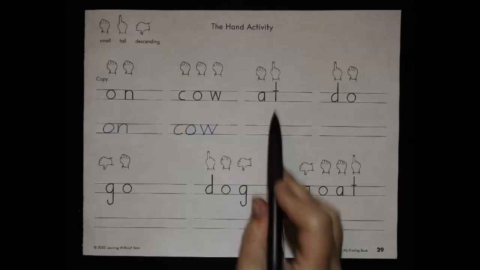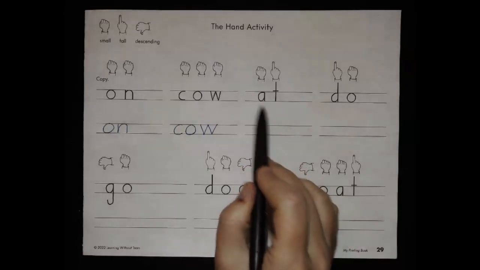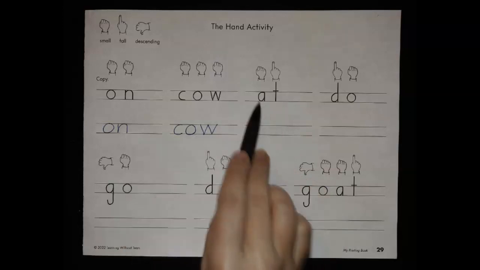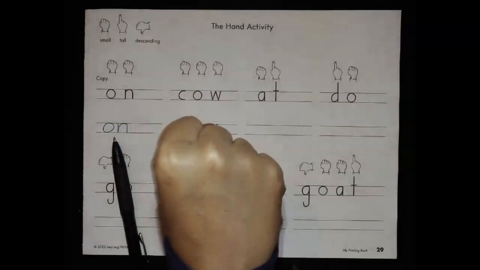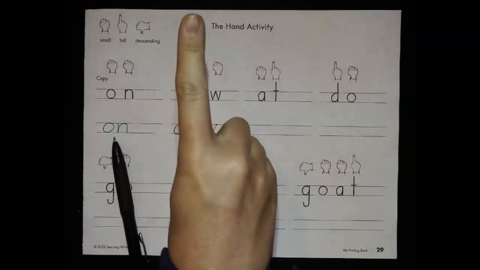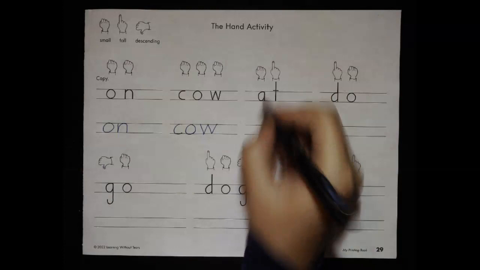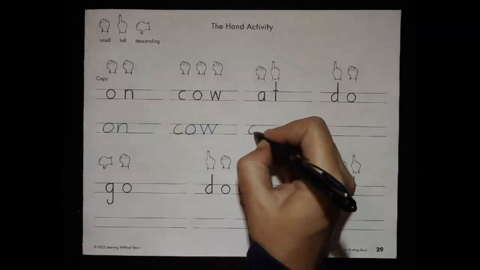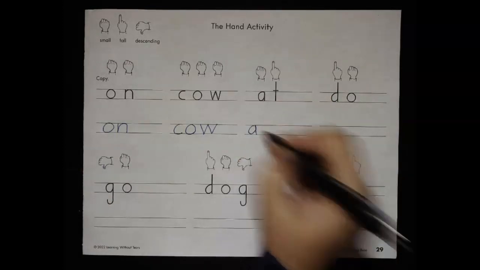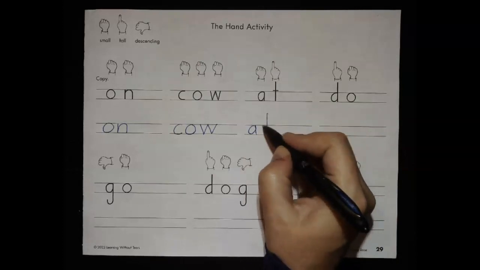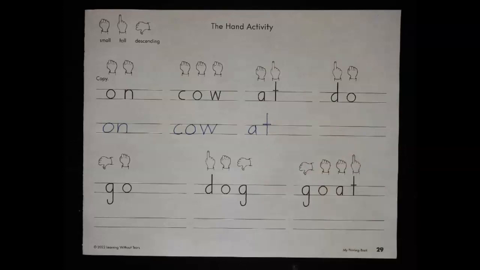All right, let's look at our next one. What does this word say? At. At. Good. The letter A, small letter, stays in the lines. But the letter T, that's right, it's a tall letter. It goes above. All right, A is a small letter. Let's keep it inside. And the T is a tall one. Make sure it goes way above like this. At.